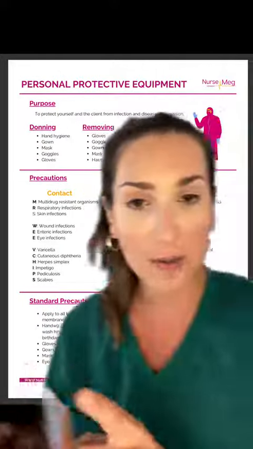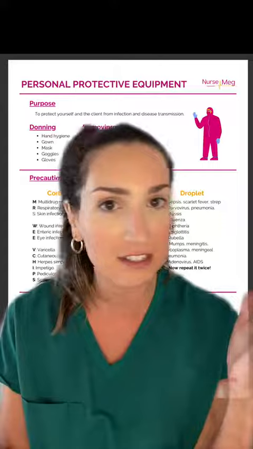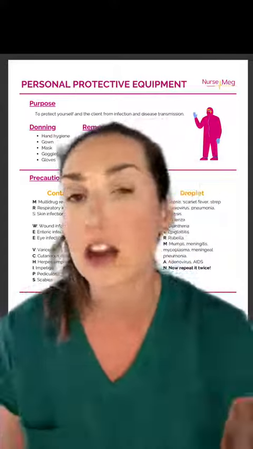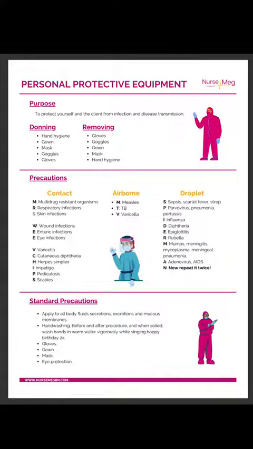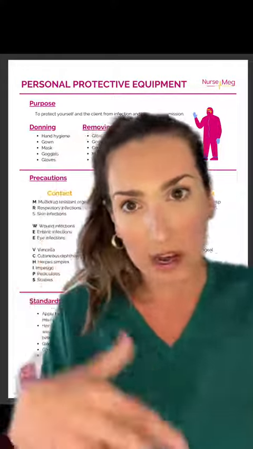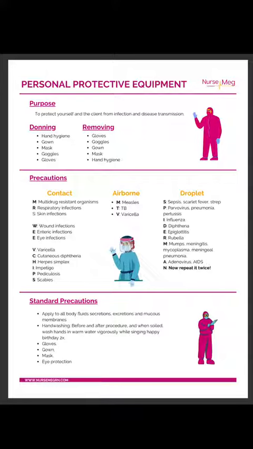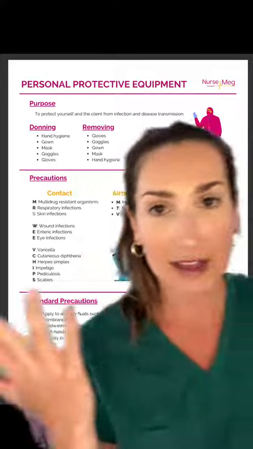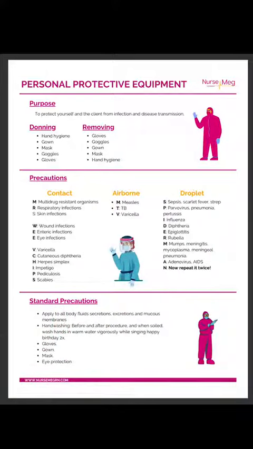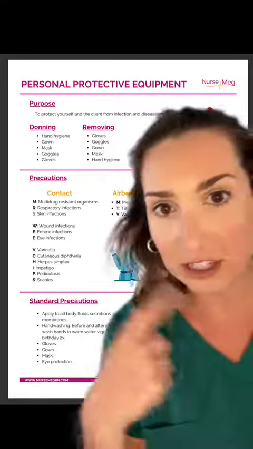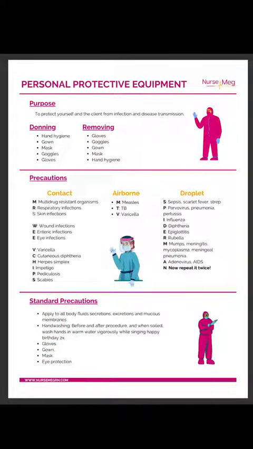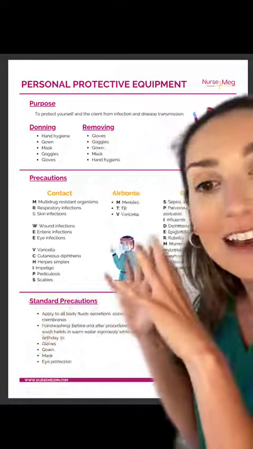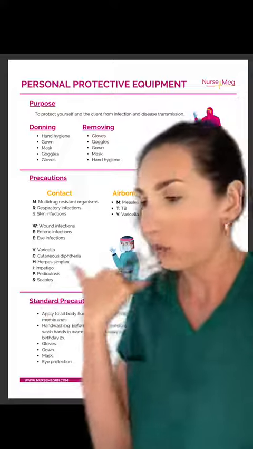Standard precautions are precautions you're going to have essentially for every single patient where you're going to have contact with them or bodily fluids or mucous membranes and stuff like that. So this is going to be hand washing before and after you touch the patient, and anytime that you're soiled. What does that include? It means that you're going to be washing your hands with warm water vigorously while singing the happy birthday song. Gloves are standard precautions. Gown and mask can be standard precautions, and eye protection can be standard precautions, depending on what you are doing with the patient.